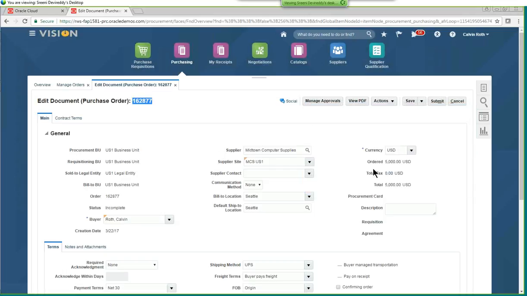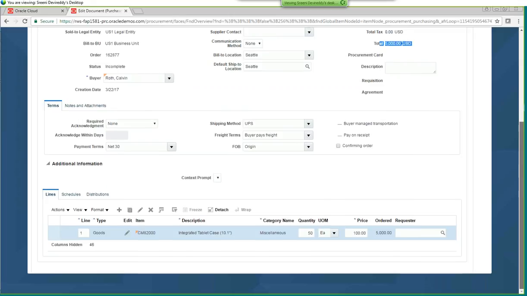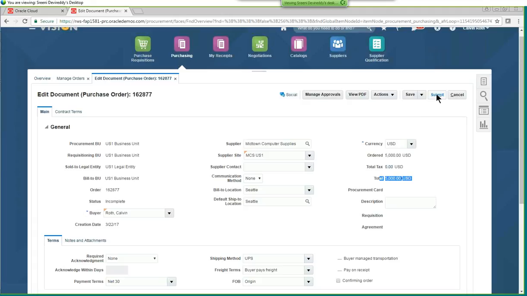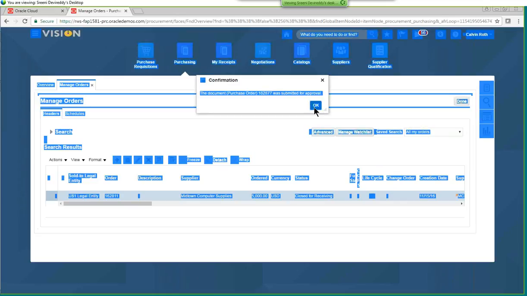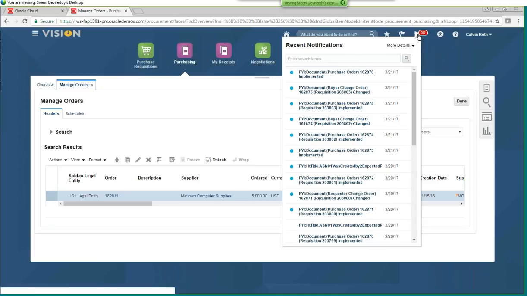Okay, 162877. That's our purchase order, and you see that I have quantity 50, price is 100, so net it's 5,000. That's my PO. I'm going to submit it, and it's auto approved. I have defined the rules in such a way that the PO is auto approved, so I don't have to really approve it. In a minute or so, I should get a notification saying your PO is approved.